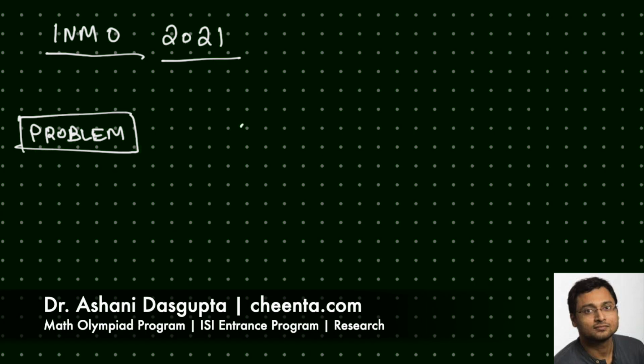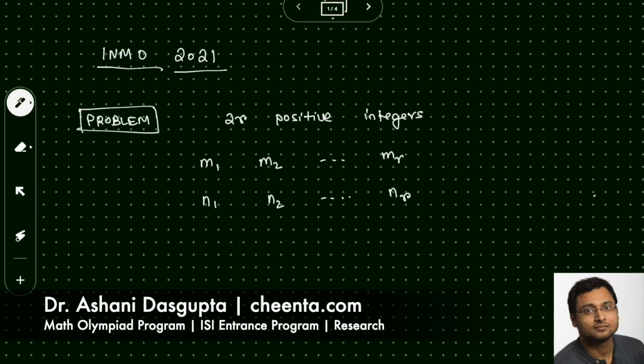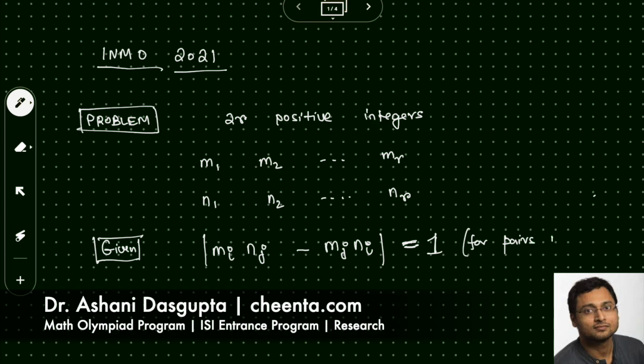There are two r positive integers given to us, and these are m1, m2 up to mr and n1, n2 up to nr, and it is given that |mi nj minus mj ni|, this absolute value, is equal to 1. This is for all pairs i, j.